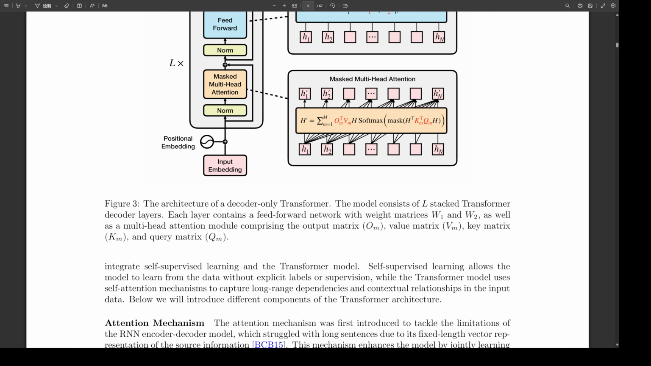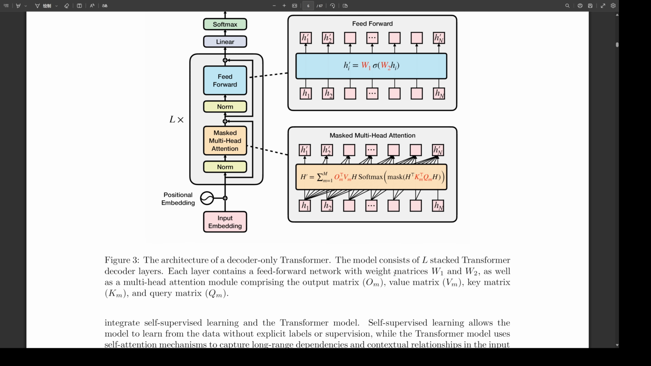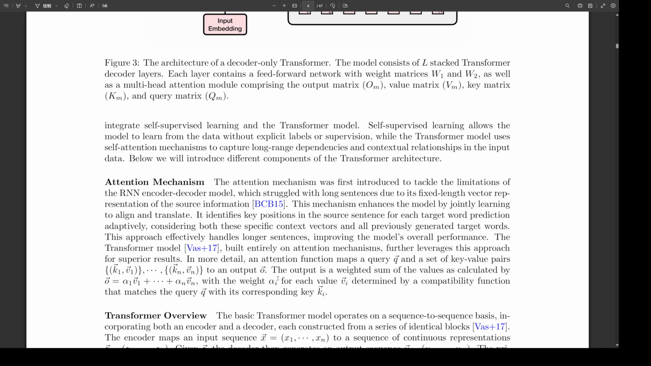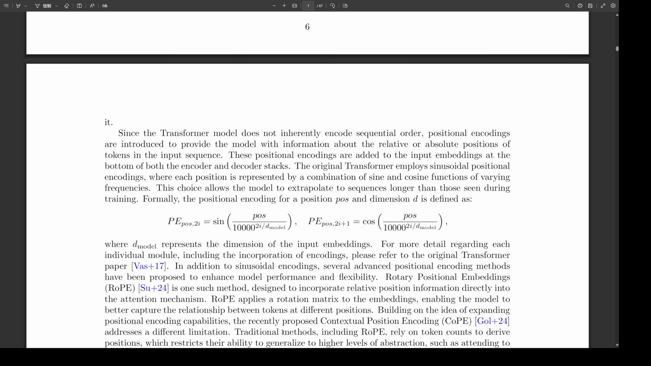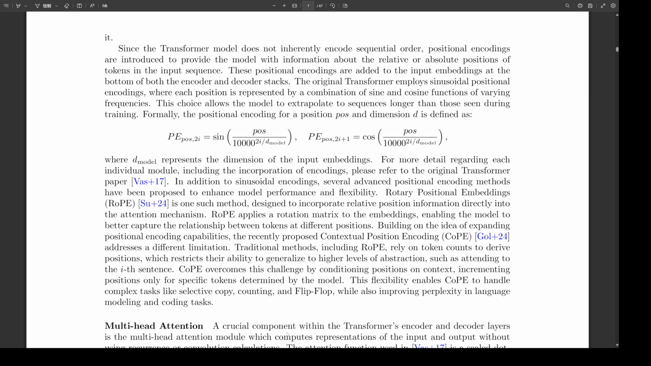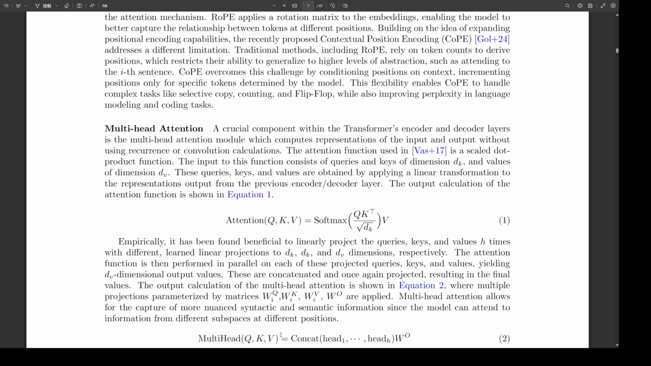Exactly. Now, the transformer itself is built around this attention mechanism. It follows a sequence-to-sequence structure, meaning it takes an input sequence and produces an output sequence. It consists of two main parts, an encoder and a decoder, each composed of multiple identical blocks stacked on top of each other. What are the roles of the encoder and the decoder?